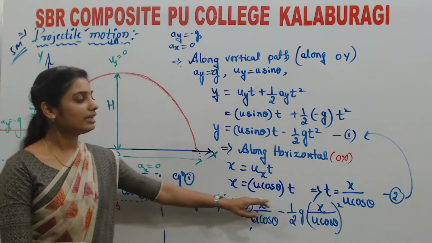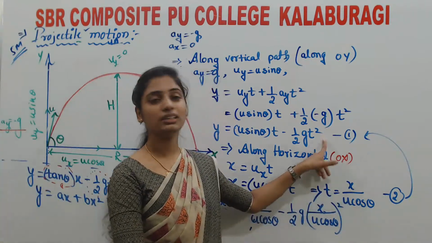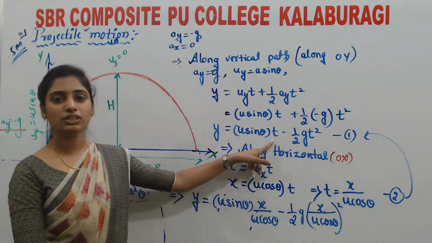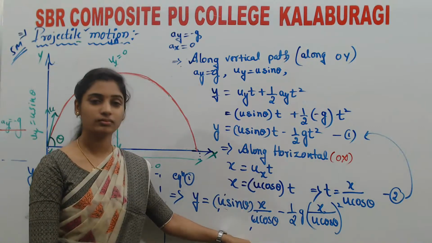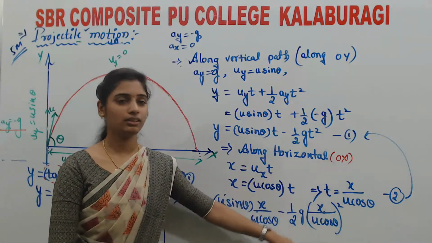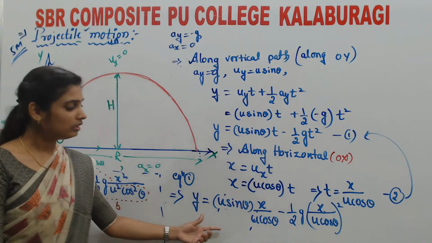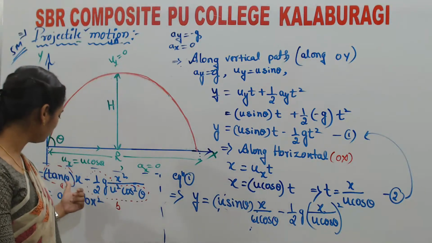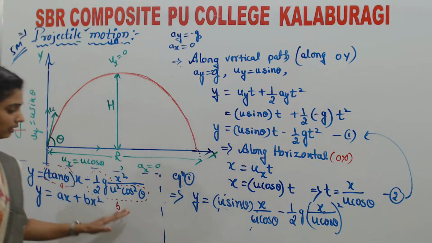Okay, now keeping this value of time in equation 1, we got t as x by u cos theta. So substitute in equation 1, what will we get? Wherever t is there, just write x by u cos theta. So t square is x by u cos theta whole square. Simplifying, u by u gets cancelled, sin theta by cos theta can be written as tan theta, minus half g x square by u square cos square theta.